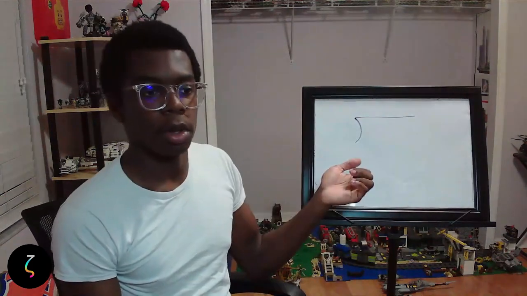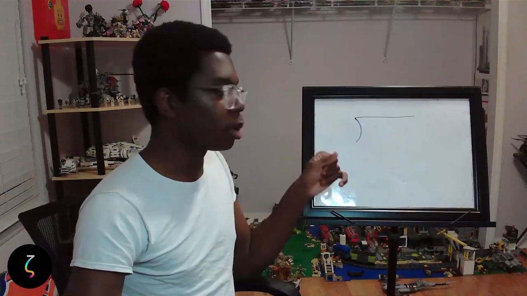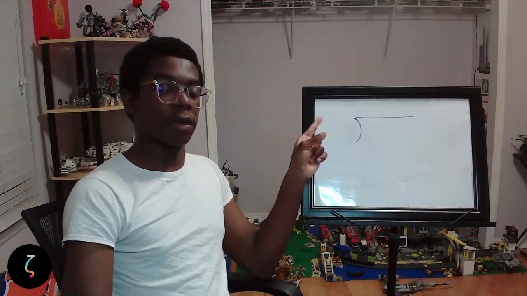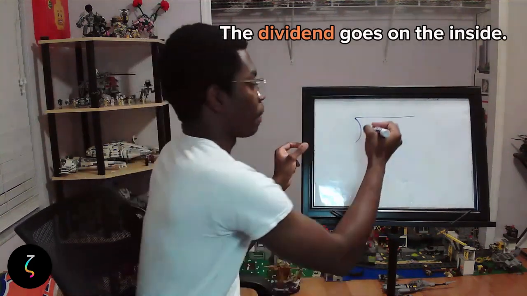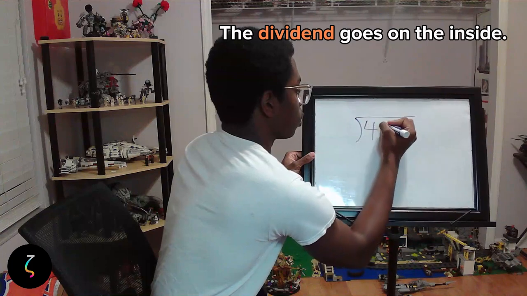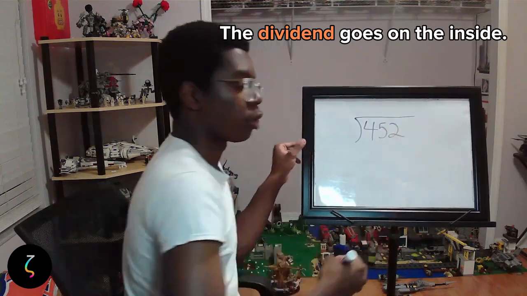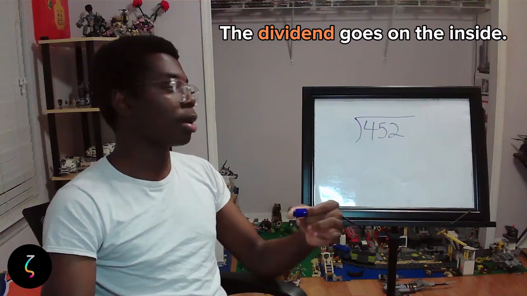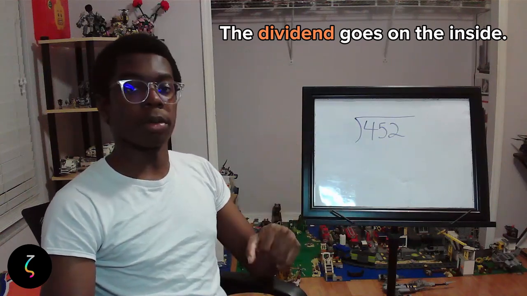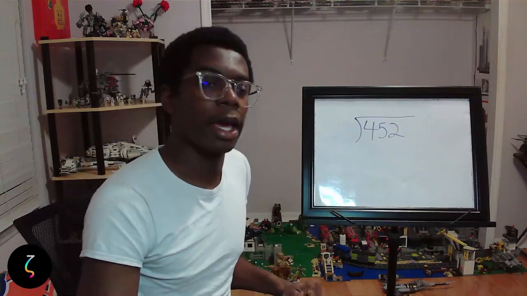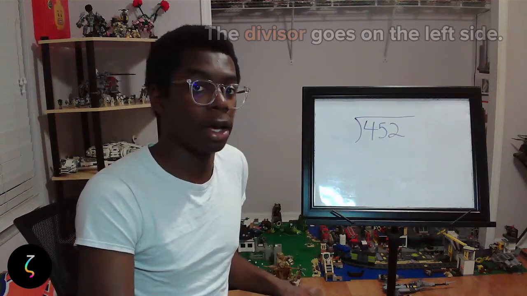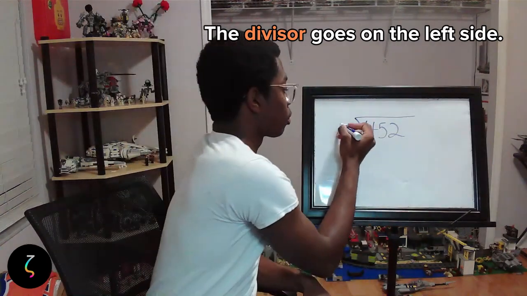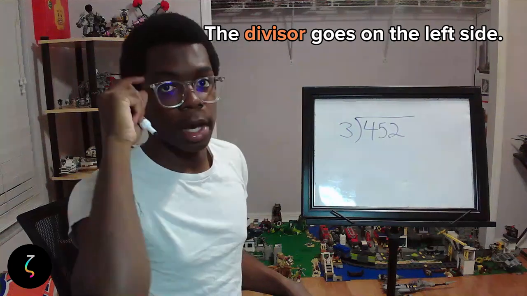So to set up a long division, we're going to have this symbol. That's our divide symbol. And the thing that we want to have divided, we put inside of here. So for our example, I'm going to choose 452. That's not a particularly nice number, but we'll be able to divide it using long division. And we put the thing that we're dividing by on the outside. For this example, I'm going to choose 3. So now let's get into it.